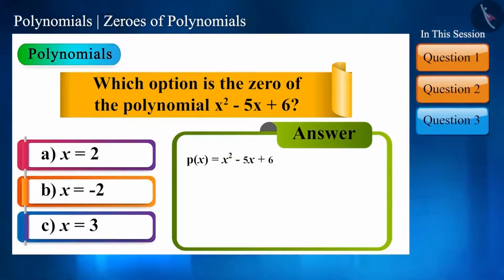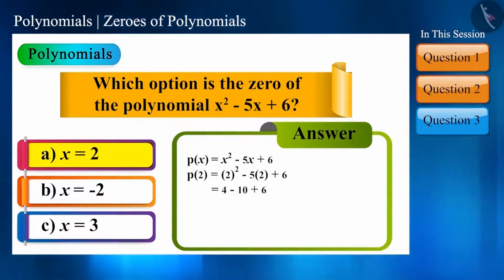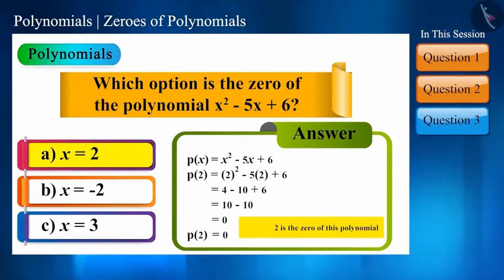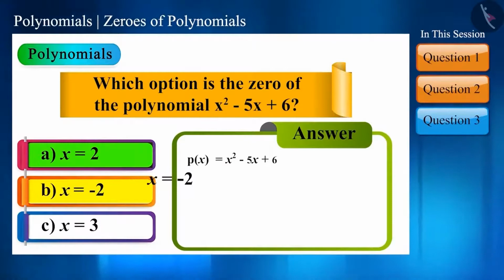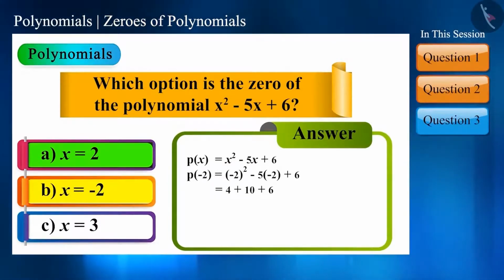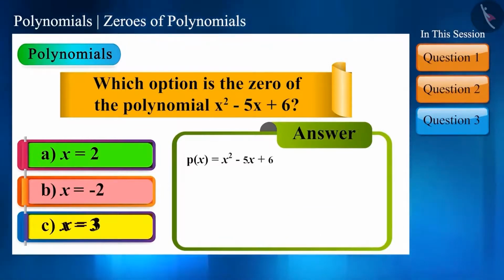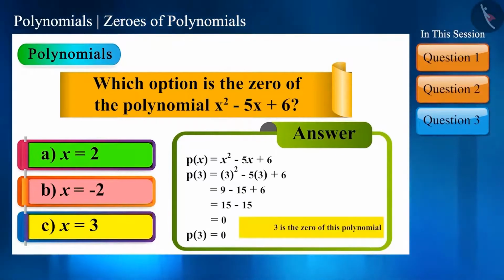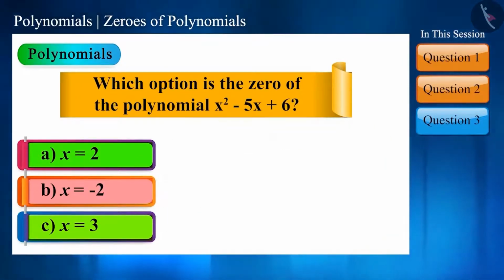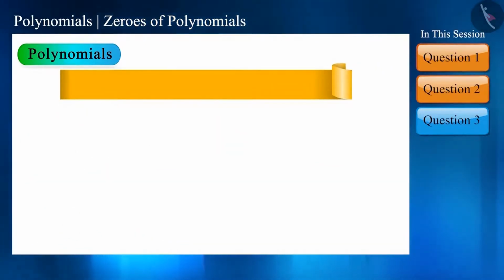From the first option, x is equal to 2, we get the value of polynomial as 0. So 2 is the 0 of this polynomial. In the same way, the value of polynomial with x is equal to minus 2 is 20. It means that minus 2 is not the 0 of this polynomial. And in the last, with x is equal to 3, the value of polynomial is 0. It means 3 is the 0 of this polynomial. Let us now go to the next question.